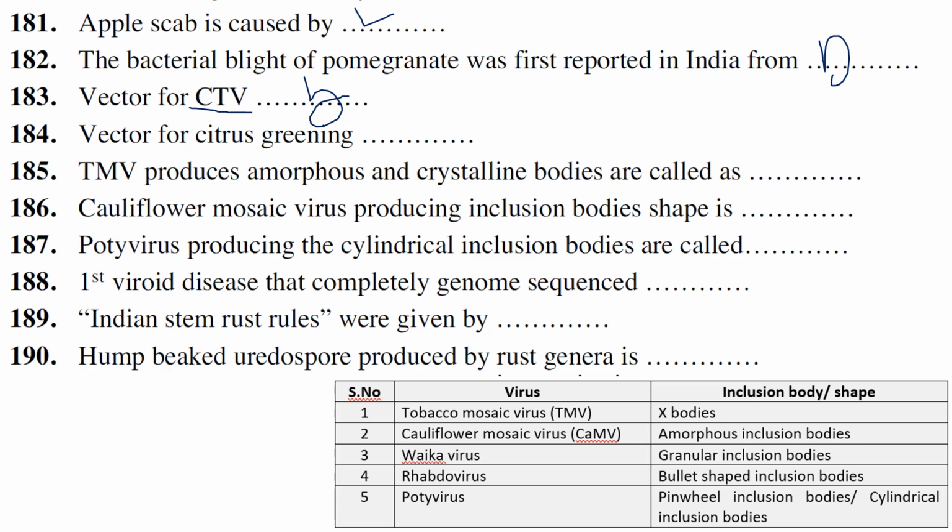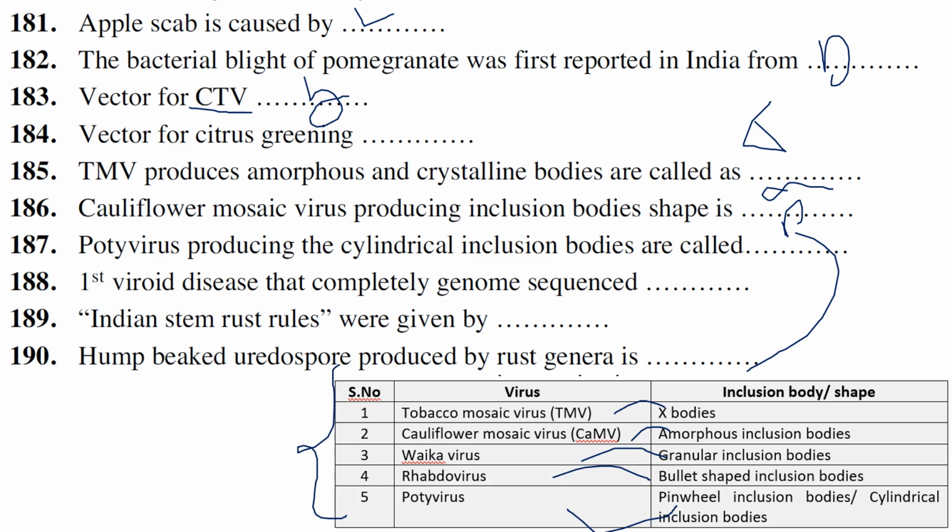TMV producing amorphous or crystalline inclusion bodies are known as X bodies. Cauliflower mosaic virus producing inclusion bodies are known as amorphous bodies. Potyvirus producing cylindrical inclusion bodies are known as pinwheel inclusion bodies. For understanding, I have given here some. Tobacco mosaic virus, X bodies; cauliflower mosaic virus, amorphous inclusion bodies; Zika virus, granular inclusion bodies; rhabdovirus, bullet-shaped inclusion bodies; potyvirus producing pinwheel inclusion bodies. So these are all the different kinds of inclusion bodies.